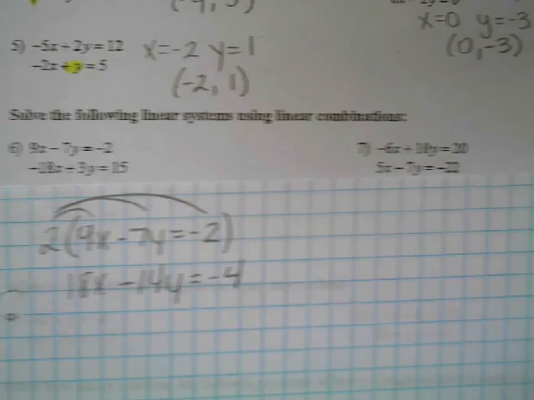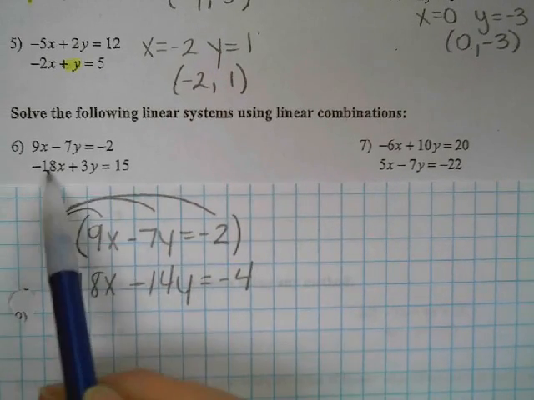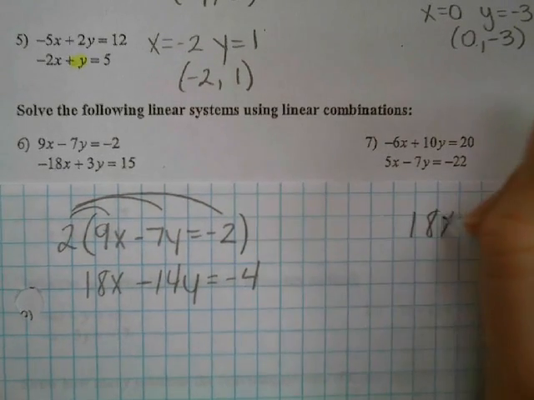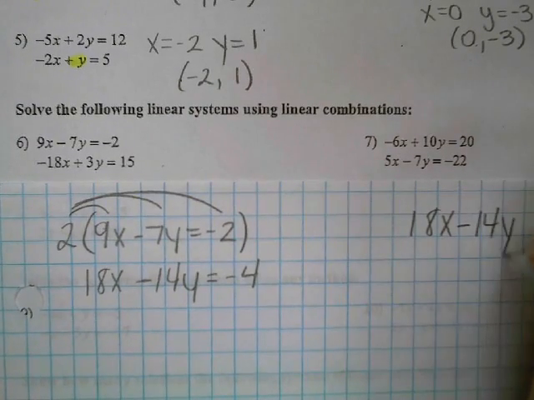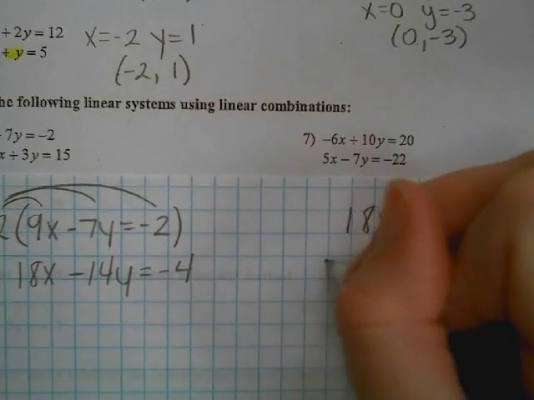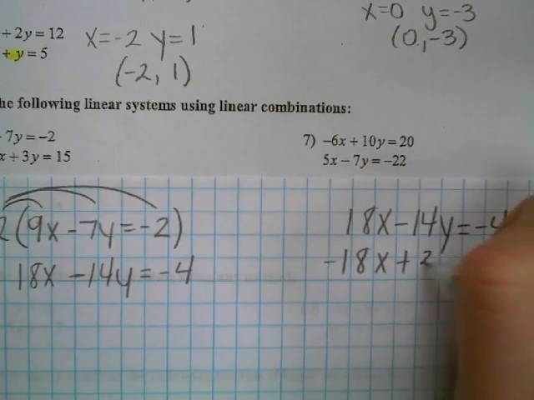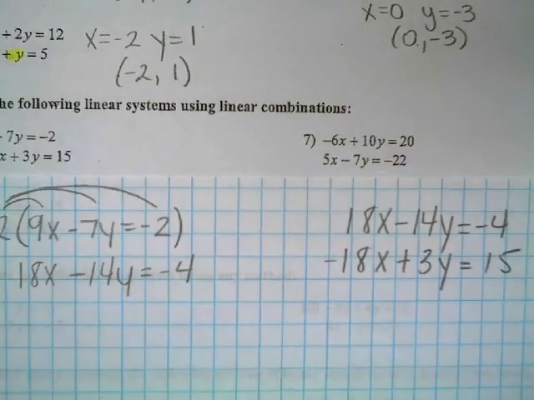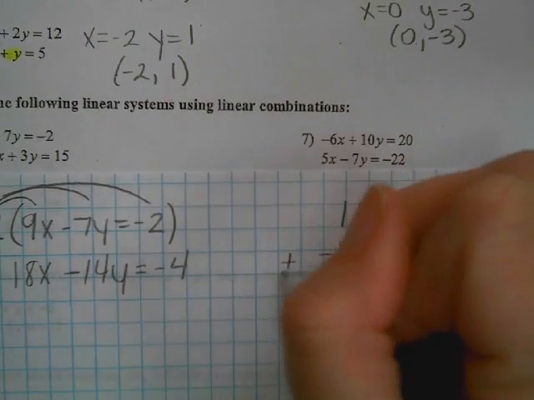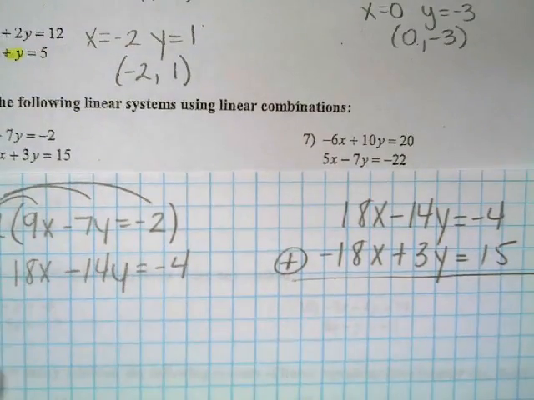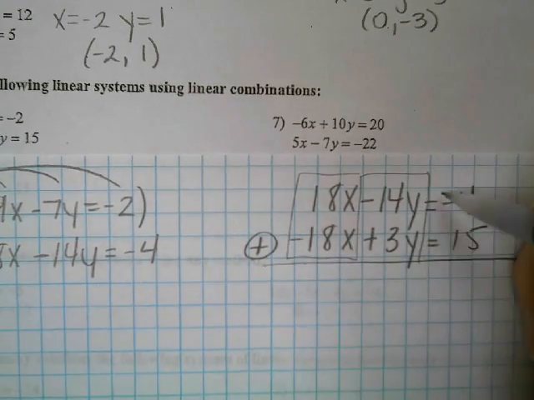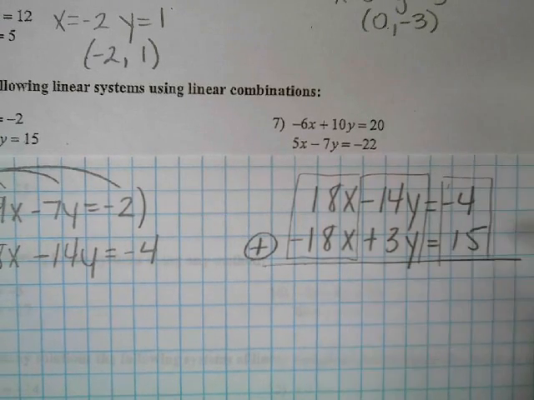So I'm going to take that equation and add it to the second equation. The first equation was 18x minus 14y equals negative 4. Then the second equation is negative 18x plus 3y equals 15. And I'm going to add those together now. So each term is going to be added.